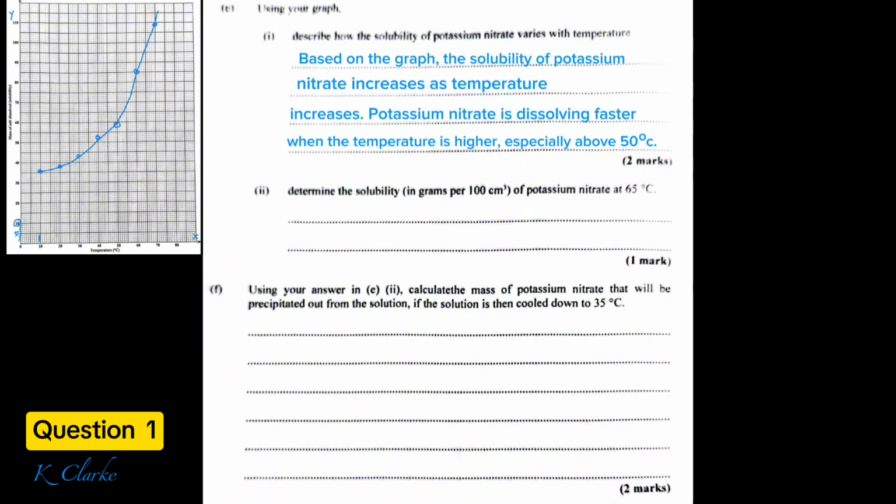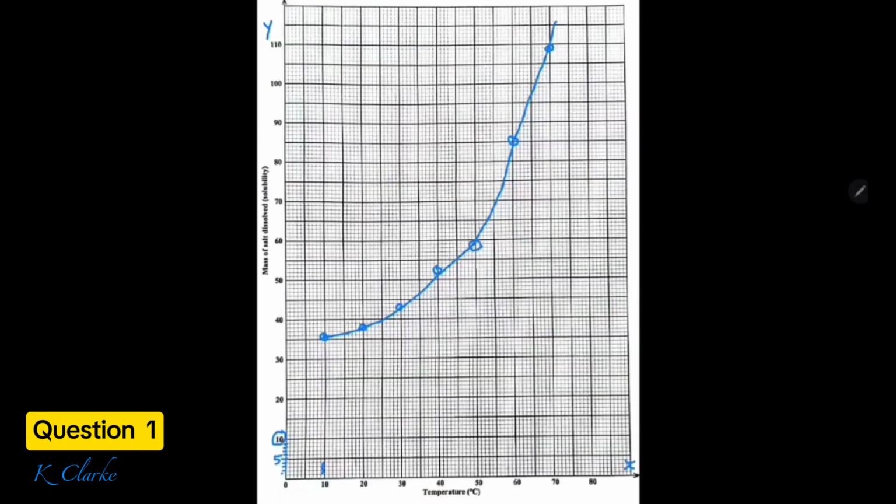E II. Determine the solubility in grams per 100 cm cube of potassium nitrate at 65 degrees Celsius. First, you're going to find 65 degrees Celsius on the x-axis. Then, you are going to draw a vertical line upwards, going up, up, up, until it touches the curve. Now, you are going to draw a line until it touches the y-axis.